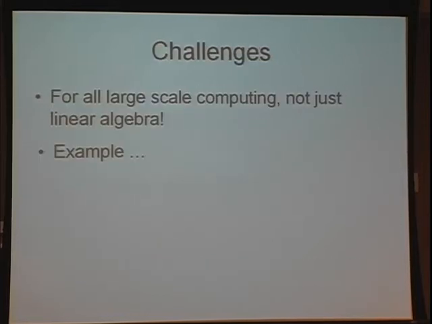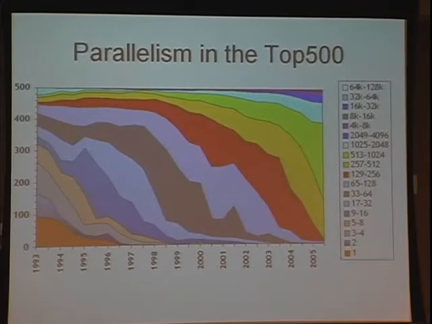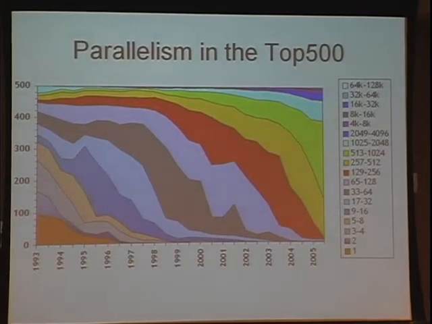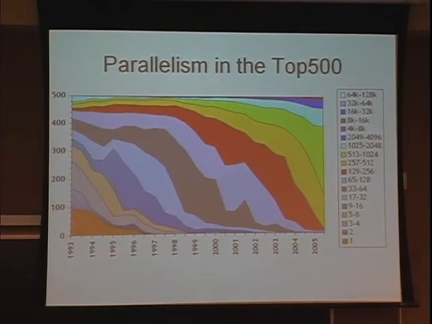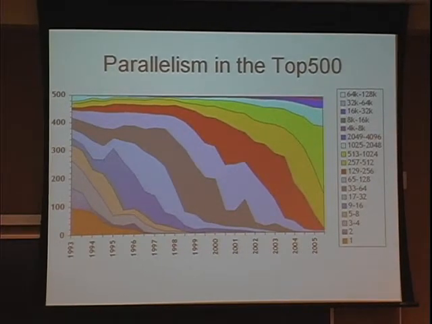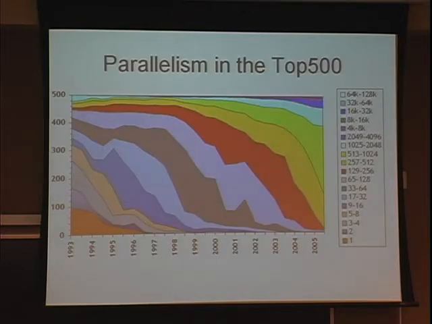Okay, so let me talk about the challenges now. And these are challenges for all large-scale scientific computing, not just linear algebra. So here's a picture of the 500 largest machines in the world from 1993 to the year 2005, categorized by how many processors they had. For example, this says that in 1993, 100 of the 500 largest machines still had only one processor.